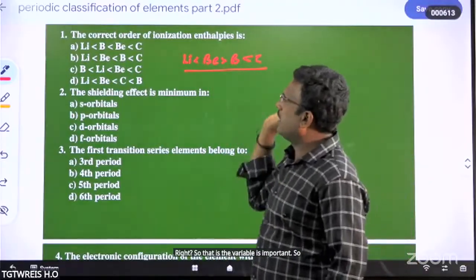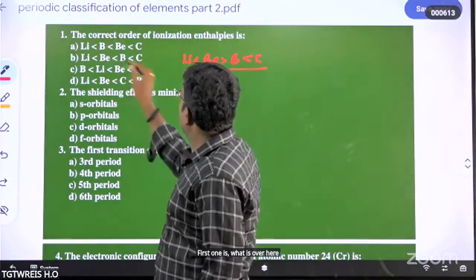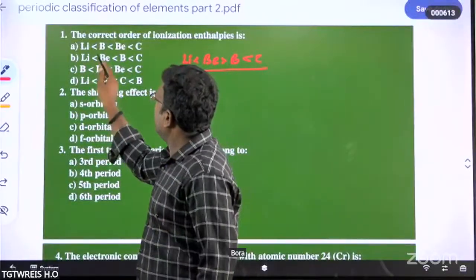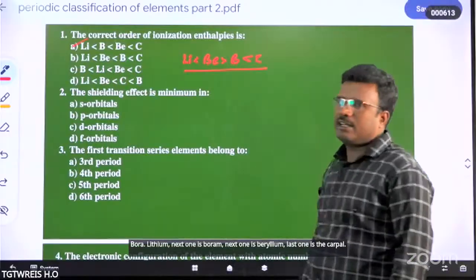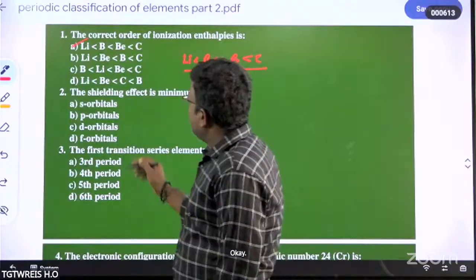So which is the correct order? First is lithium, which is less than boron, then beryllium, and the last one is carbon. Lithium, boron, beryllium, carbon. That is the correct answer. Clear? Okay.